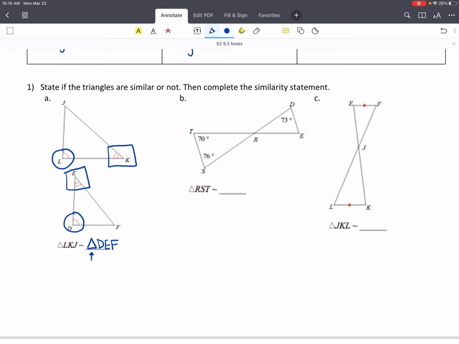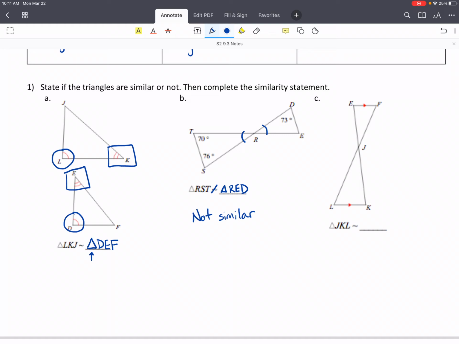There we go. Part B, I see here that I have a set of vertical angles, so I know those are congruent, but I need to have one other set of congruent angles, 70 and 76, 73, ooh, that doesn't match up with any of them. So these are actually not similar. And so when we finish the similarity statement, we'll just put a little cross through that to say it's not similar, so RST, and then you can write them in whatever order you want for the other triangle.